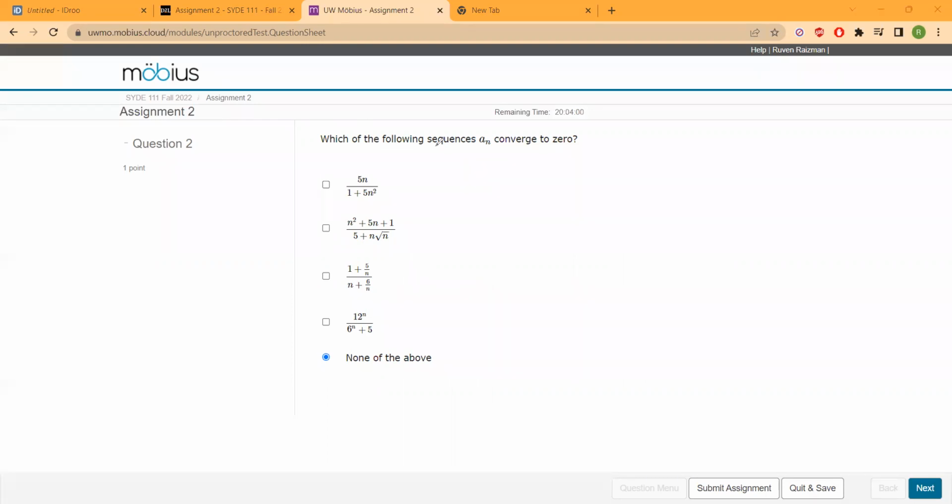So here, which of the following sequences an converges to 0? So basically what we're thinking about is whether the limit of the sequence when n is approaching infinity is 0 or not. And let's go through each one.